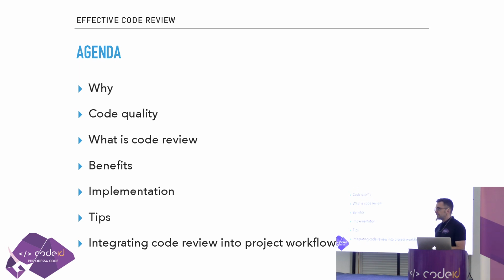Okay, so the agenda for this: we've discussed why. We're going to have a quick look now at code quality, then we'll look at what code review is, how we go about implementing it, and some of the tips I have picked up as I've been going along. I've been working for about 15 years in software development, and probably at least half of that time has been with projects that have used code review. And I would not go on projects without code review now.